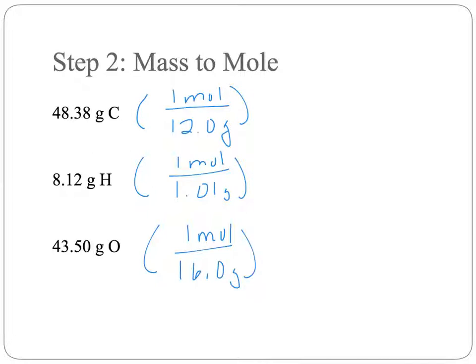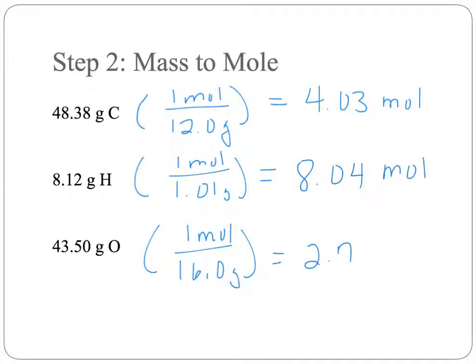If you go ahead and do the math with these three values, you will see that we have 4.03 moles of carbon present in this gram value. We have 8.04 moles of hydrogen, and we have 2.72 moles of oxygen.